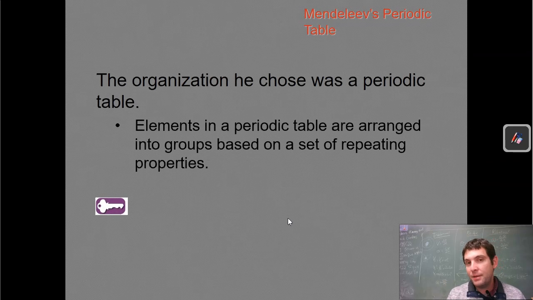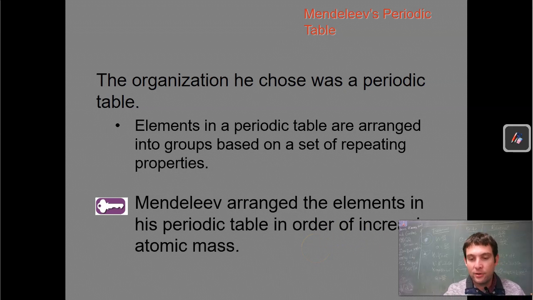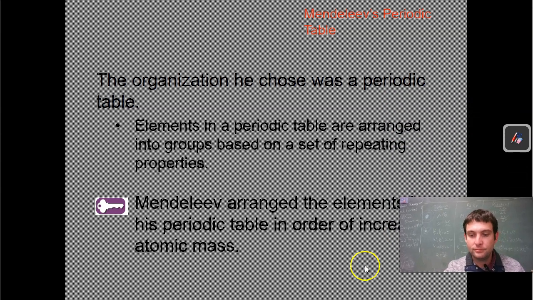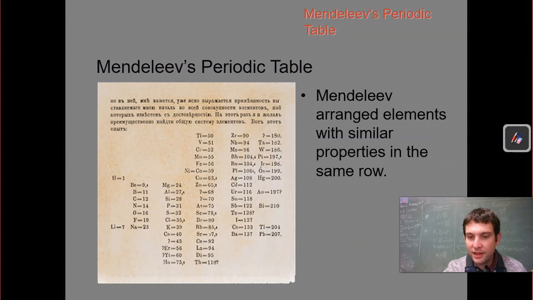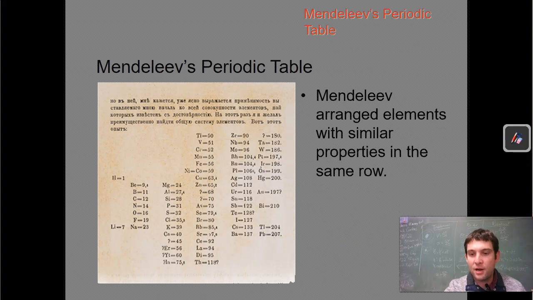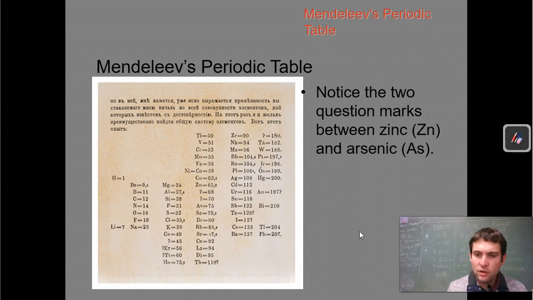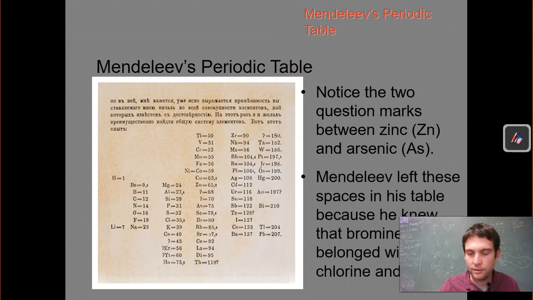Elements in a periodic table are arranged into groups based on a set of repeating properties. Mendeleev arranged the elements in his periodic table in order of increasing atomic mass. Mendeleev arranged elements with similar properties in the same row. Notice the two question marks between zinc and arsenic. Here's zinc and here's arsenic right here. We've got question marks here. We don't know what they are.